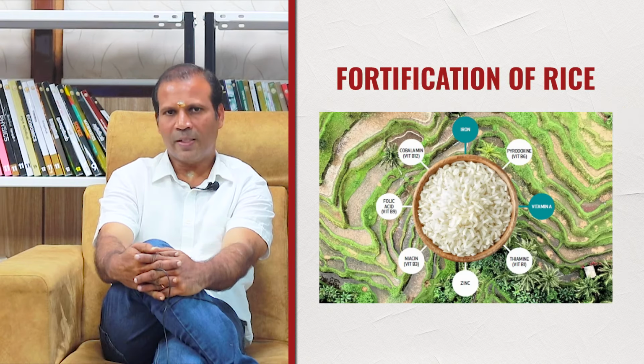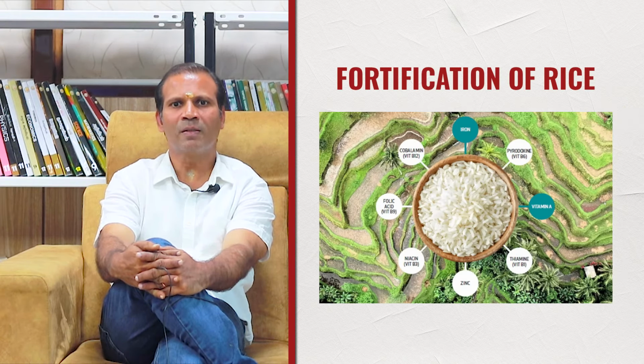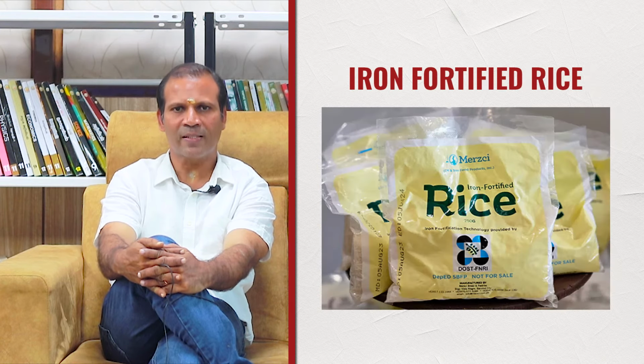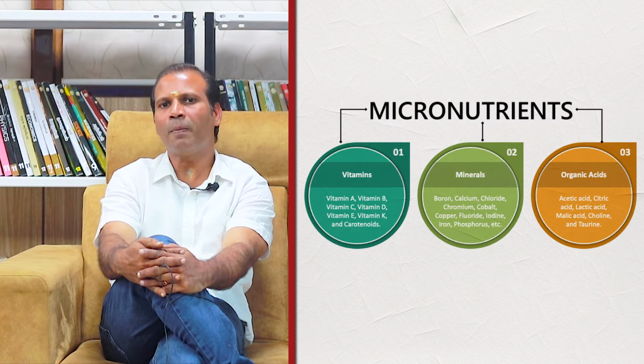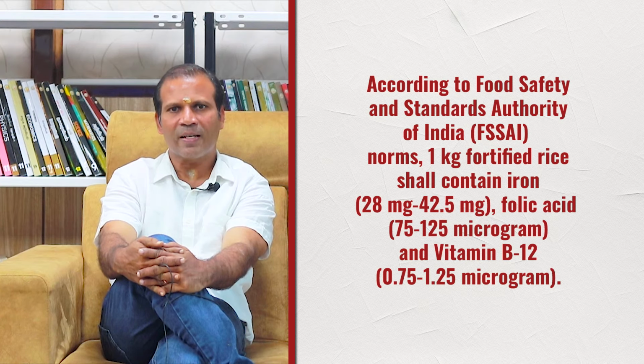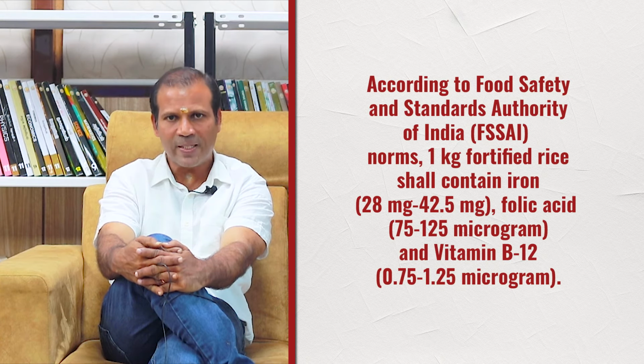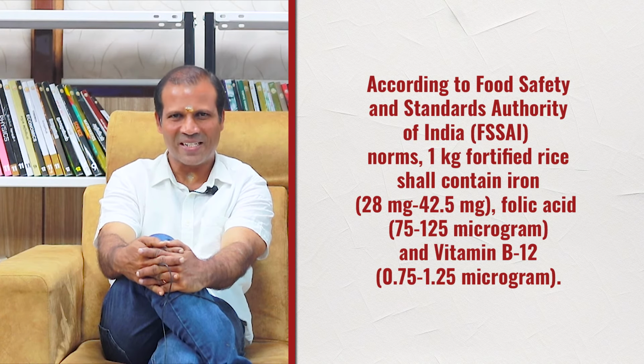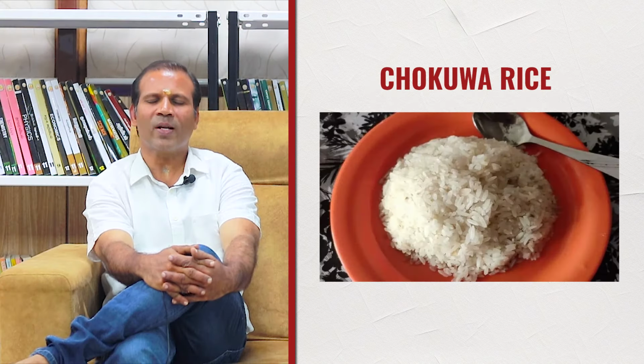The next one, fortification of rice, that means iron fortified rice. This rice is created so as to improve the micronutrient status of human health, in which the rice is extruded with micronutrients like iron, folic acid and vitamin B12. 1 kg of rice fortified with such micronutrients is added to 100 kg of rice so as to give fortified rice.